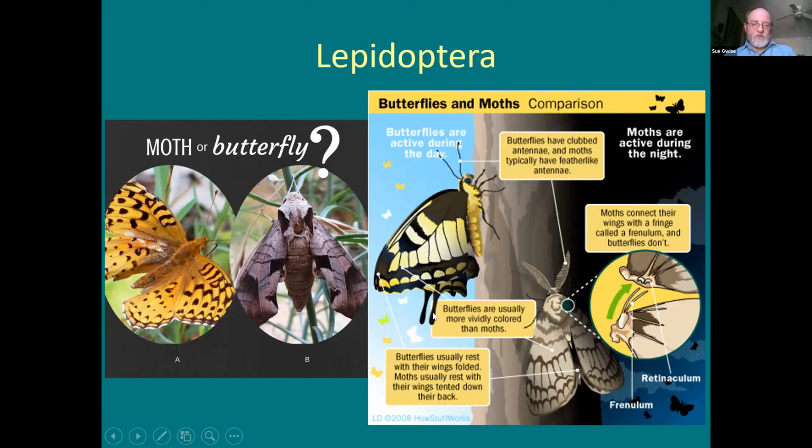And then the position of the wings at rest is pretty important. Butterflies will fold their wings over their backs, whereas moths connect them with a little fringe, and it actually explains their erratic flight to some degree. Here it says butterflies are usually more vividly colored than moths. Maybe that's usually true on average, but there are some very strikingly colored moths. If you've ever seen a rosy maple moth, for instance, any of the giant silk moths are super, super beautifully colored.